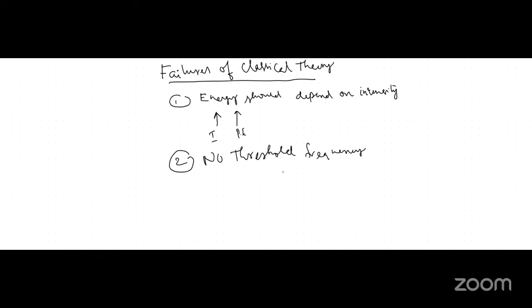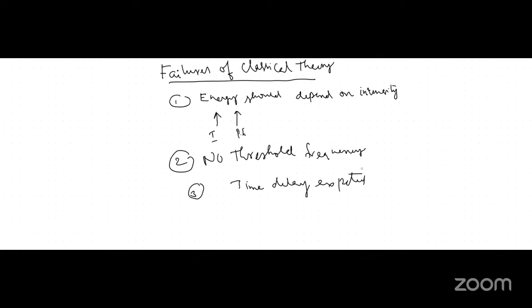And according to the classical theory, a time delay is expected. That means electrons should accumulate energy over time before ejection. But what actually happens is that emission is instantaneous. So these are the failures of the classical theory. These failures demanded a fundamentally new approach to understanding light and matter interaction.